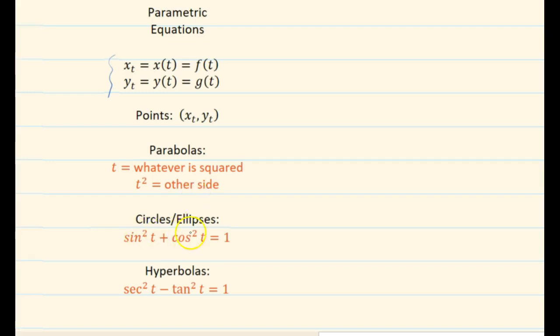If you're looking at circles and ellipses, you should use the trig identity sine squared of t plus cosine squared of t is equal to 1, or the other way around, cosine squared of t plus sine squared of t is equal to 1. For hyperbolas, you have no choice. You have to use secant squared of t minus tangent squared of t is equal to 1. And that concludes this video.